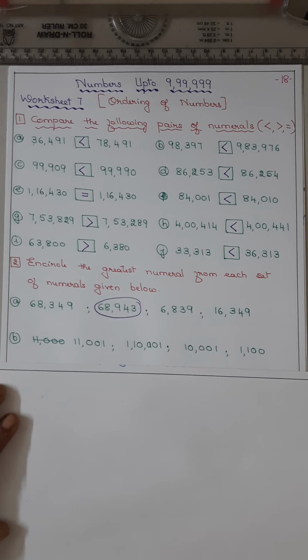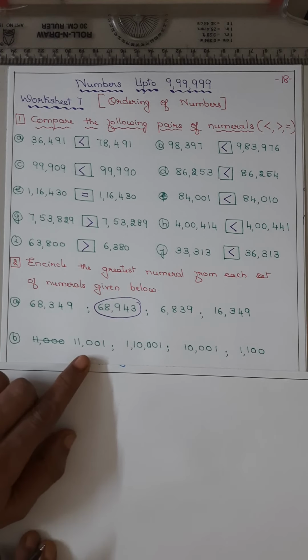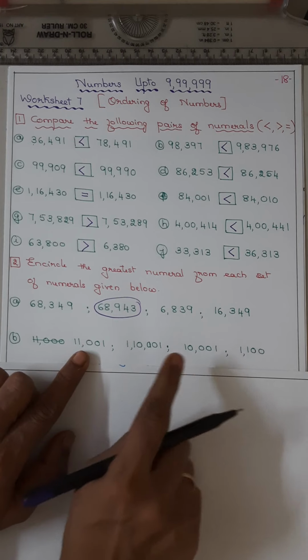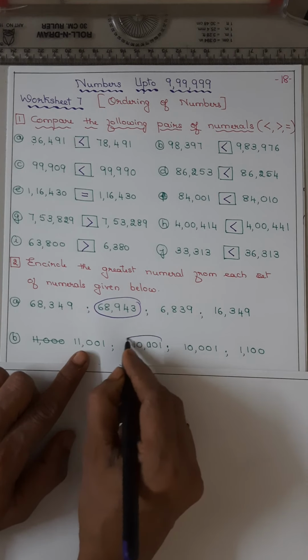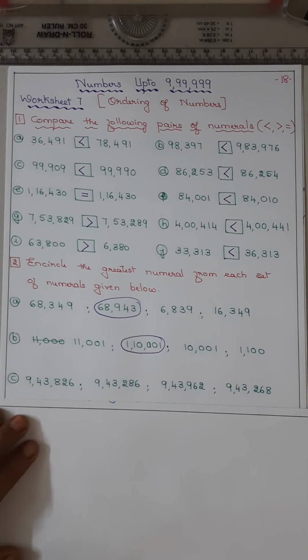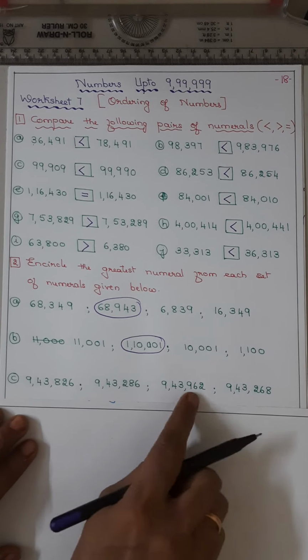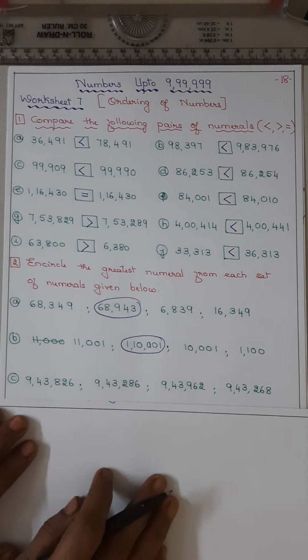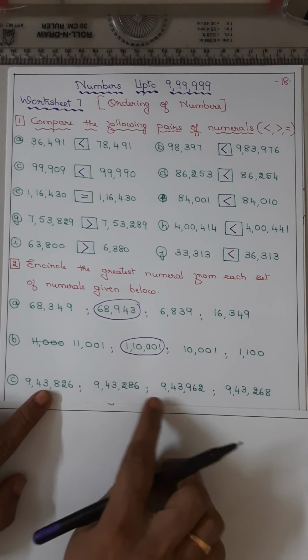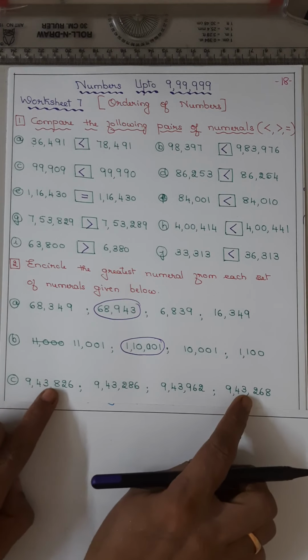Now coming to the next question. Count the digits first. 5 digit, 6 digit, 5 digit, 4 digit. 6 digit is the greatest. Next, 6 digit, 6, 6, 6. All are 6 digits. Now compare from left. 9, all are having 9. 4, yes, all are having 4.